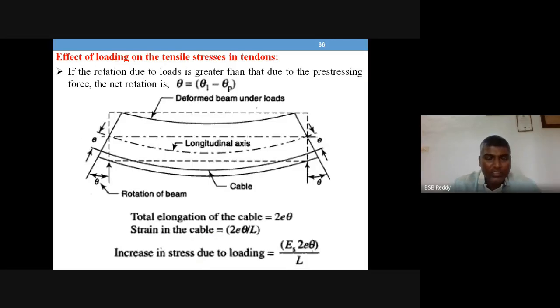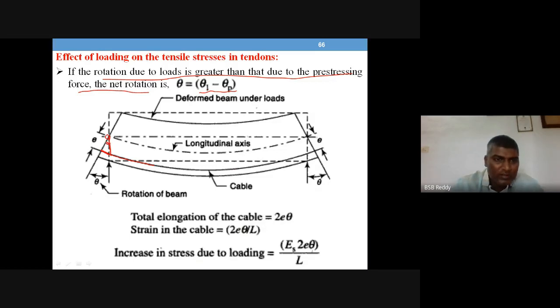Now the final net rotation of the tendon: one is hogging, the other one is sagging. So both are opposite rotations, and you have to deduct one value from the other. We don't know the values, so the assumption we are making is that the rotation due to loads is greater than that due to pre-stressing force, that is, theta due to loads is more than theta due to pre-stressing. So what happens finally? This is the rotation that we have, and this is the cable, the tendon profile. This is the original length up to this point, and this is the extra length because of rotation. If you are able to get this value, we will be able to find the additional strain value.